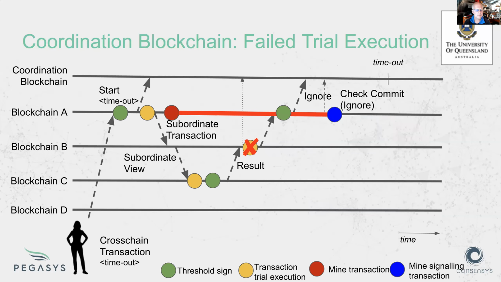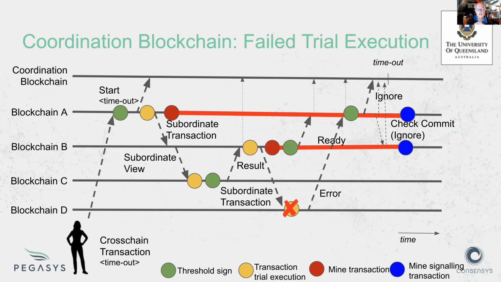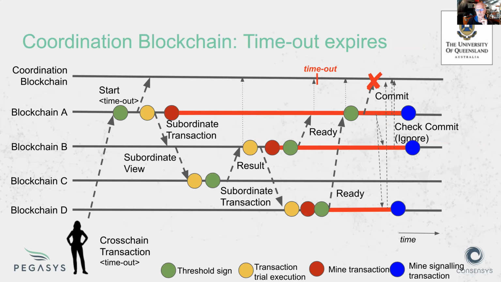So if one of the trial executions fails, then an error message gets returned, and then on the originating blockchain, a threshold signed ignore message is submitted to the coordination contract. And then any of the locked contracts are unlocked, and signaling transactions are sent. And it doesn't really matter where the failure occurs or if the timeout occurs. So if the commit message is submitted after the timeout, the coordination contract will always indicate ignore.